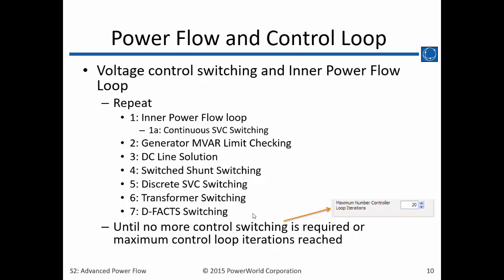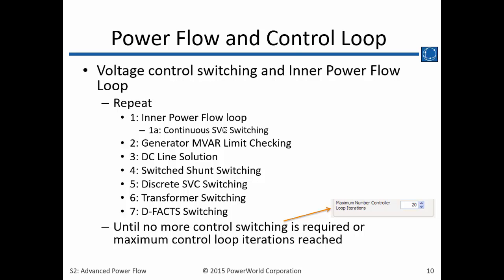The voltage control switching loop and the inner power flow loop internally then repeat the inner power flow loop itself, which is the Newton-Raphson load flow, and also internally inside that, any continuous switch shunts are also calculated as part of that inner power flow loop. We haven't talked about what a continuous switch shunt is. A continuous switch shunt is one that has dynamic output capability, meaning it can just calculate an exact value of VAR output for the switch shunt to regulate voltage.